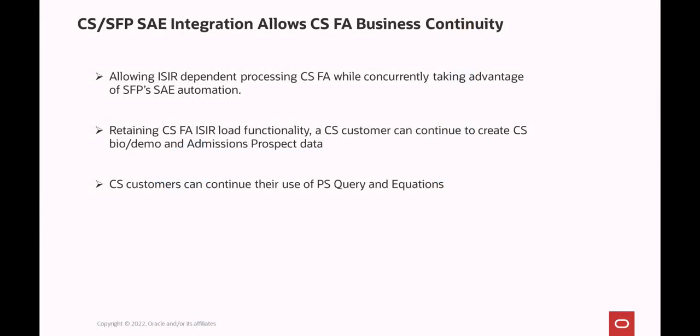The parallel loading of the ISIR in CS and SFP allows for CS Financial Aid business continuity in the following ways. By allowing ISIR-dependent processing in CS Financial Aid, such as financial aid budgets, while concurrently taking advantage of Student Financial Planning's Student Aid Eligibility automation.